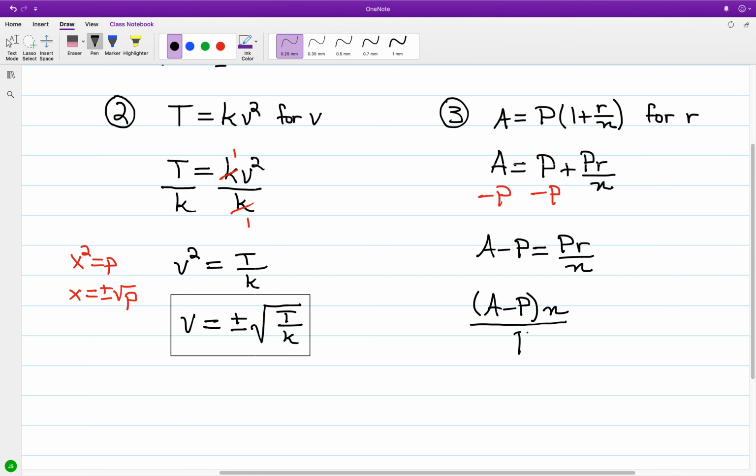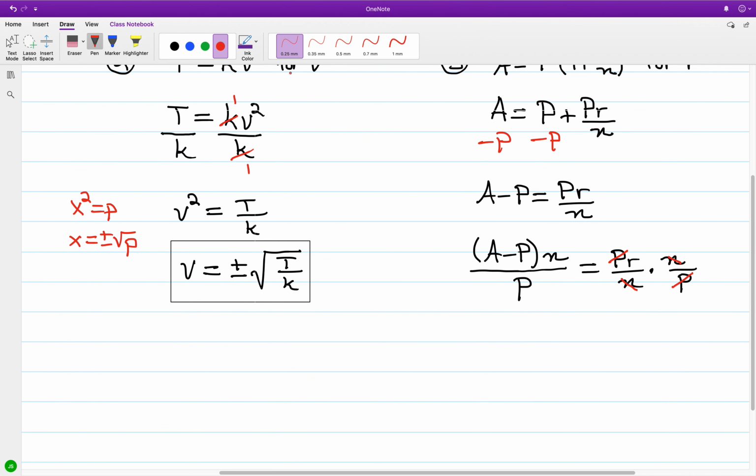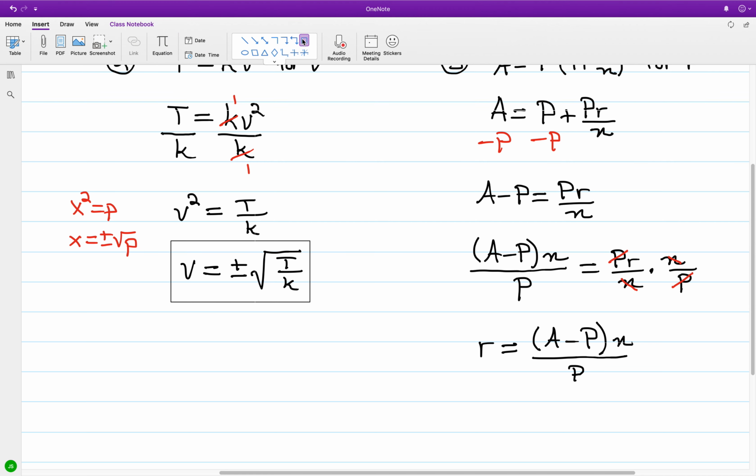And so for what we have here, we've got Pr over n times n over P. Dividing by a fraction is the same as multiplying by its reciprocal. And guess what? n and P cancel out on the right hand side. So we have this in terms of r. Keeping what we have from the left hand side of the equation and reversing the order, I can say that r is equal to A minus P times n all over P. And that is one way that you can express the final result in this one.